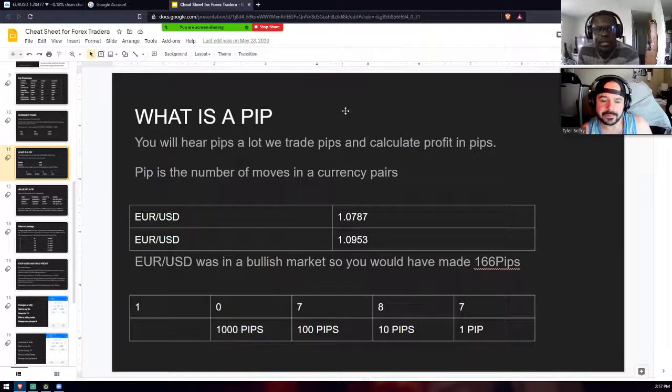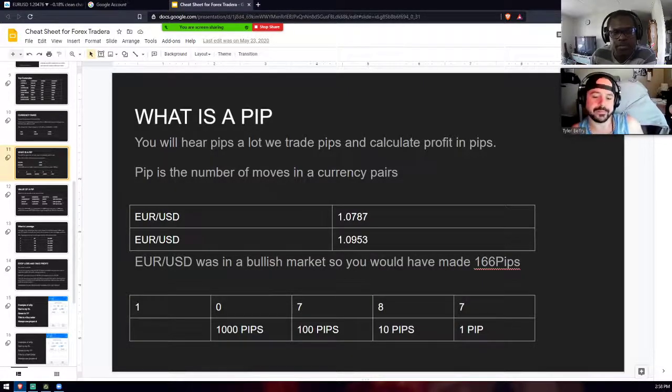You'll hear pips a lot when we trade, because that's how we calculate our profits. The pip is the number that moves in the currency pair that we use. For example, your USD is at like $1.0787, but it goes up in the market and now it's at $1.0953. So it had a 166 pip move. The way you look at it is this is the main number, but this is 1,000 pips, 100 pips, 10 pips, and 1 pip. So it's 4 numbers after the decimal place is 1 pip.